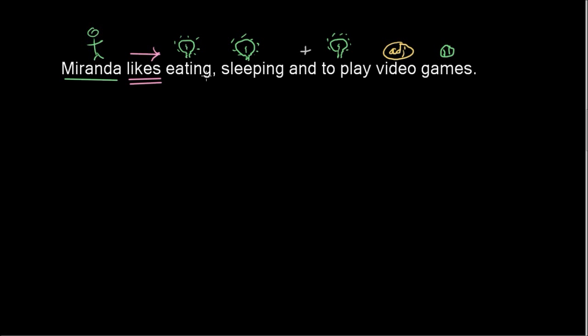Now let's talk about these ing words. When you have an ing word, it looks like a verb, but it's functioning as a concept. We call it a gerund. So both eating and sleeping are gerunds. To play, on the other hand, is also functioning as a noun. Whenever you put to in front of a verb, you have what we call the infinitive form of a verb. So to play is an infinitive.